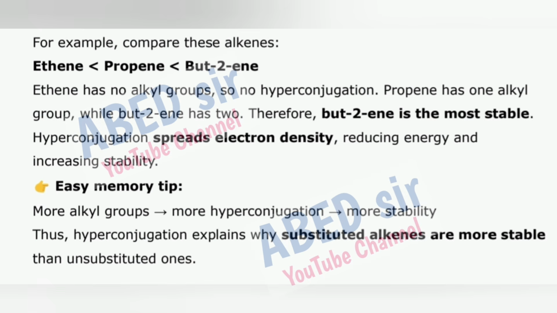For example, compare these alkenes: ethene, propene, but-2-ene. Ethene has no alkyl groups, so no hyperconjugation. Propene has one alkyl group, while but-2-ene has two. Therefore, but-2-ene is the most stable. Hyperconjugation spreads electron density, reducing energy and increasing stability. Easy memory tip. More alkyl groups, more hyperconjugation, more stability. Thus, hyperconjugation explains why substituted alkenes are more stable than unsubstituted ones.